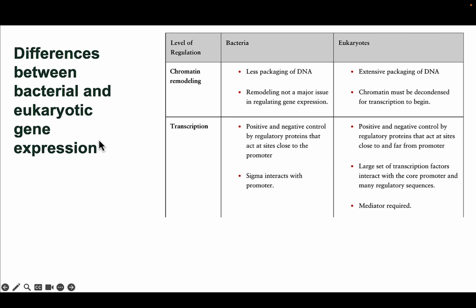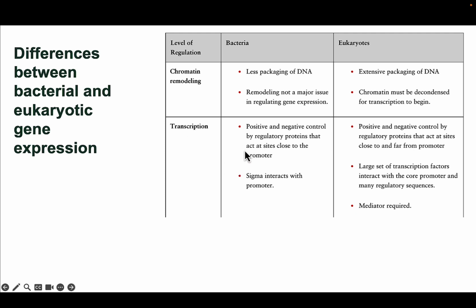So I've been going over differences between bacterial and eukaryotic gene expression throughout this video lecture, but there's a really helpful chart in your book that I just wanted to spend a minute or two going over. So in bacteria, there's very little chromatin remodeling that needs to take place. That's because there's less packaging of DNA, and so remodeling is not a major issue for regulating gene expression because RNA polymerase can access the DNA. But in eukaryotes, there's extensive packaging of DNA, and so chromatin must be decondensed for transcription to begin.